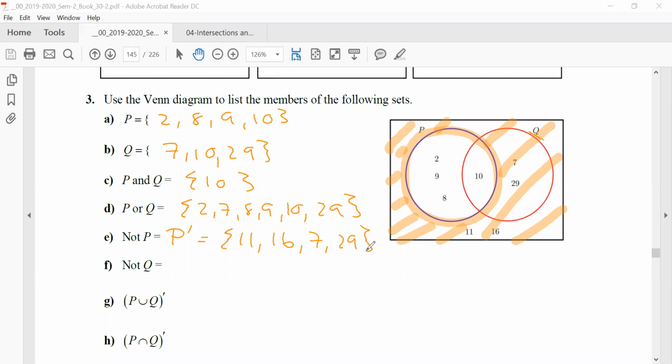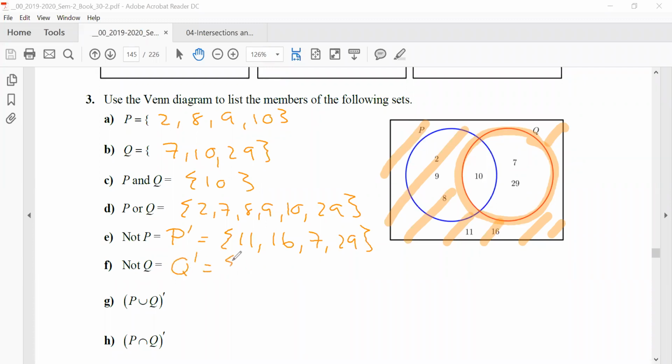Not Q. Just erase all of this. Not Q. Again, I'm going to highlight Q. I'm going to say everything outside of Q. Everything on the outside of Q. So not Q is Q prime, if you wanted to write it that way. Not Q: 2, 8, 9, 11, 16.